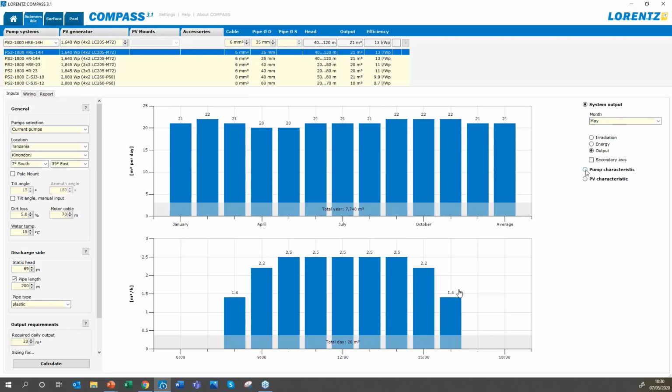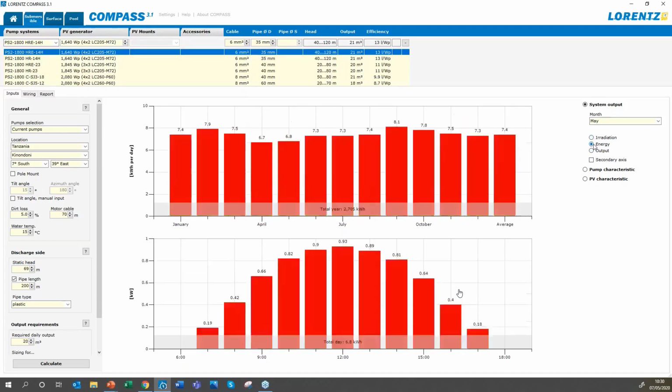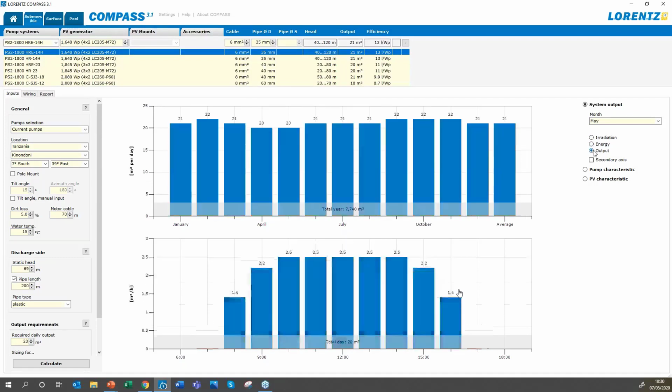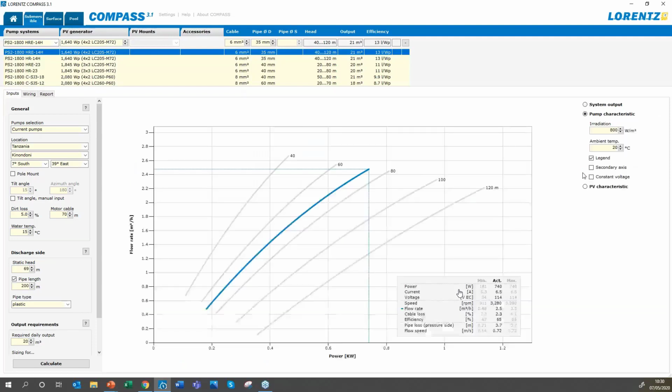Good. So let's click onto the system outputs. That's looking at water. You can also look at irradiation. You can look at the energy produced by the PV modules. Normally you're going to be looking at water because, of course, the customer is buying water here. They're not necessarily interested in how much energy there is in the system at this point. So I want to look now at pump characteristic.